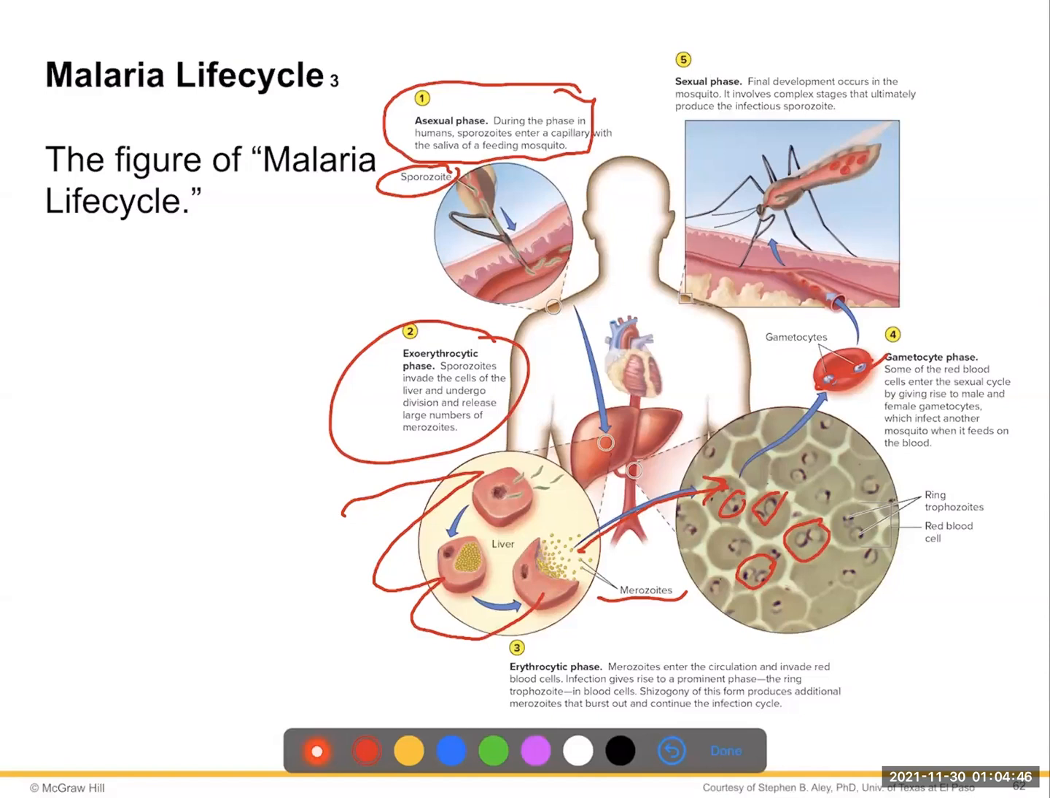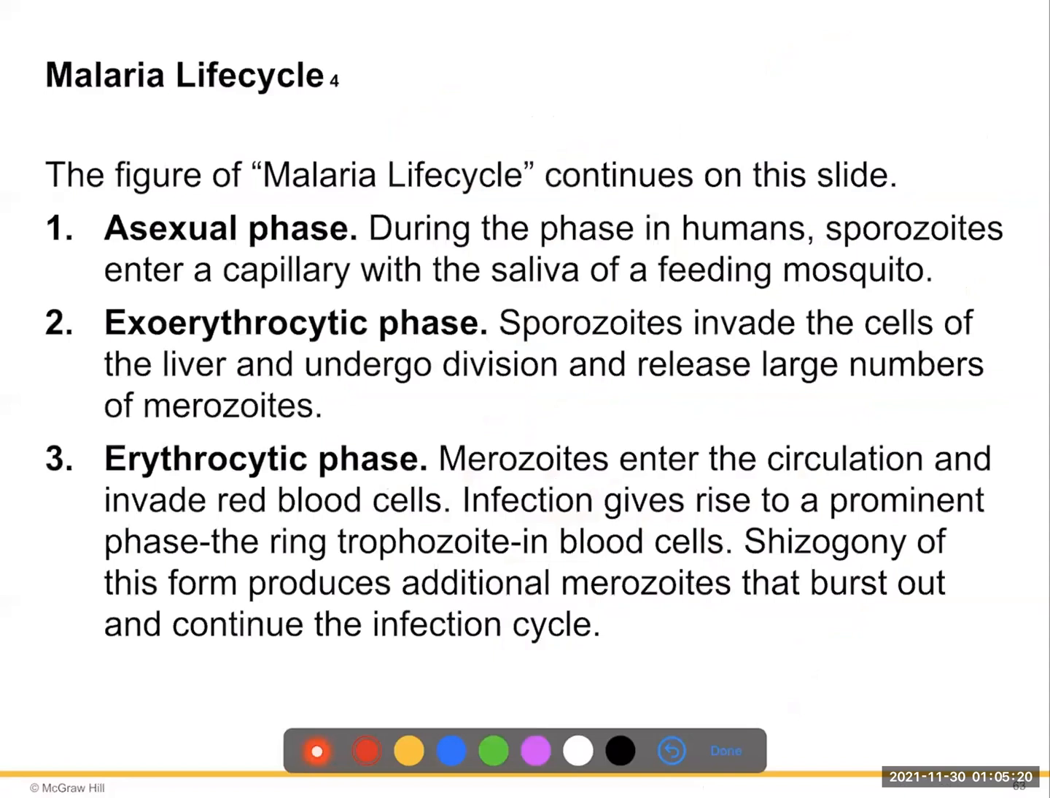Gametocytic phase: some of the blood cells enter the sexual cycle, giving rise to the male and female gametocytes, which infect another mosquito when it feeds on the blood. These mixed chromosomes become a sexual multiplication, mixing of the chromosomes, the DNA material, and then move from the intestines back into the mosquito, into the salivary glands. So they come up here, and the final development occurs in the mosquito. It involves complex stages that ultimately produce the infectious sporocyte, which migrates into the salivary glands. That's the life cycle of malaria.